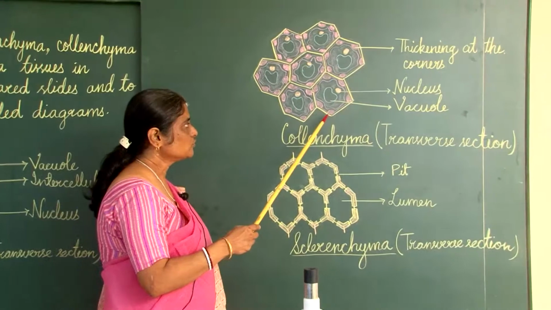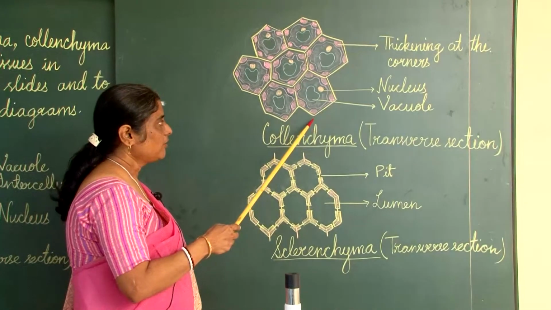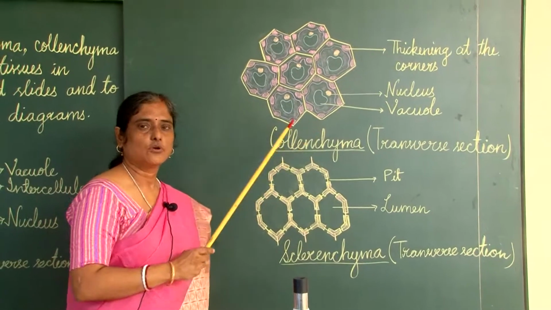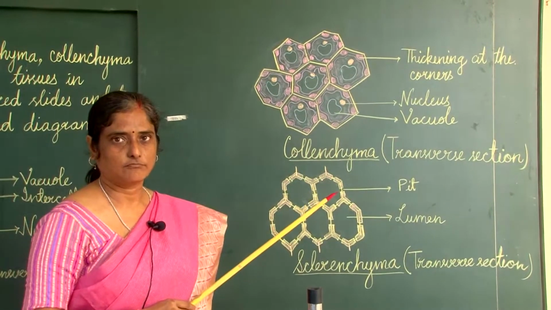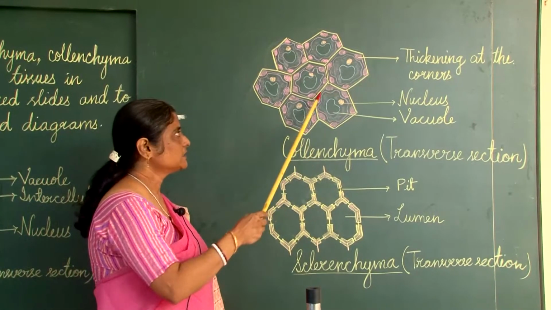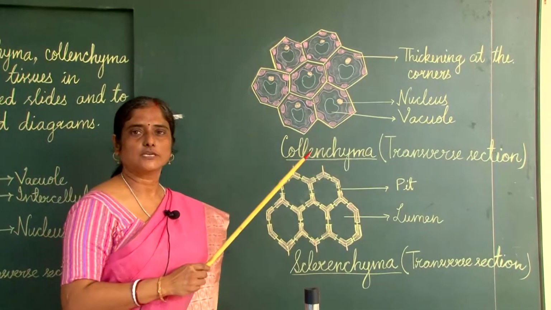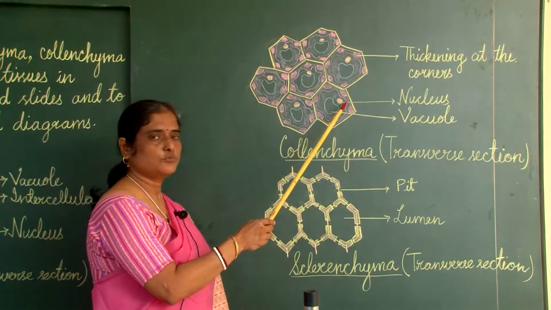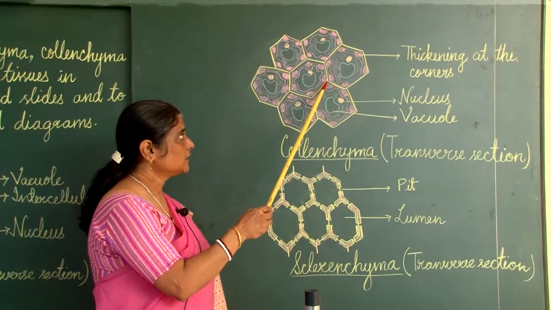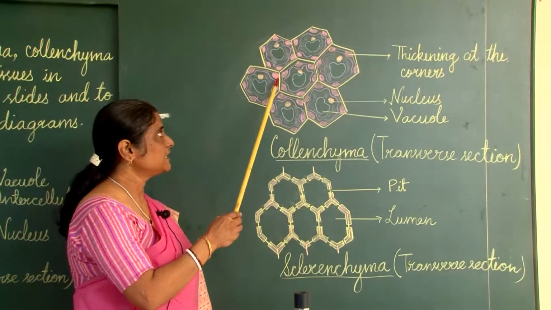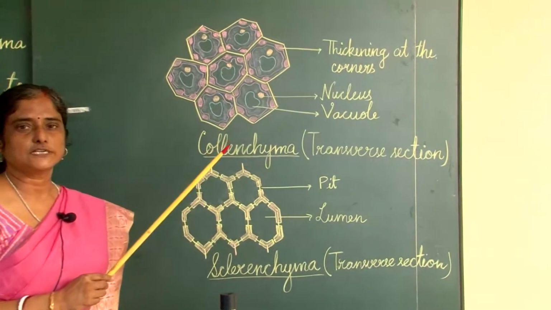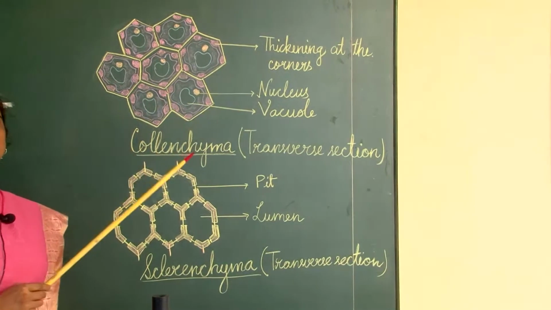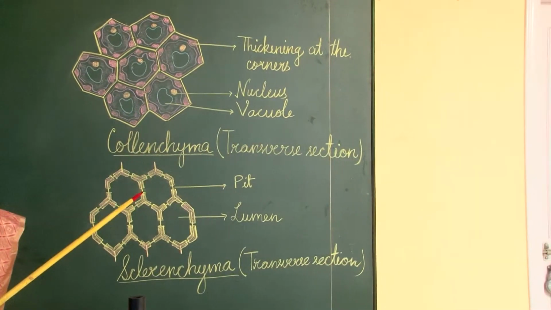These cells, as you could see, they have a cell wall, but what are these? At the corners, these are the thickenings of cellulose and pectin, right. So, you could say their cell wall is irregularly thickened at the corners. Inside the cell we can find a vacuole and nucleus. See, is there any space in between the cells? There is no space in between the cells. Due to this thickening at the corners of the cells, the intercellular space is reduced.